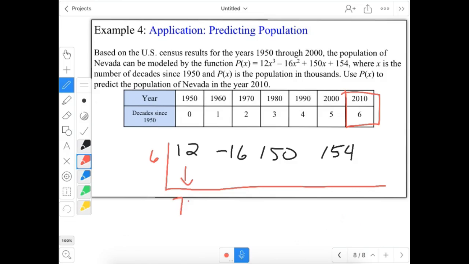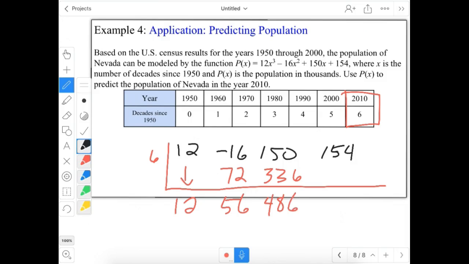So this will be 72. Oh, jumped the gun. This will be a 12 times 6 is 72. Minus 16 gives us 56. 56 times 6 would be 336. Add those together and we get 486.